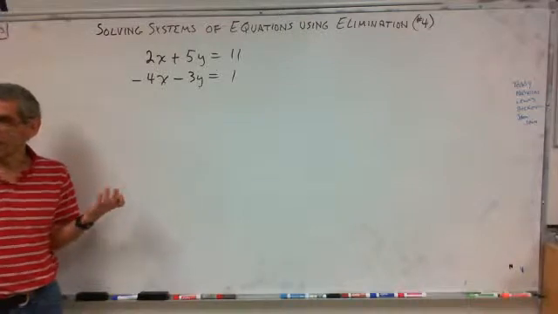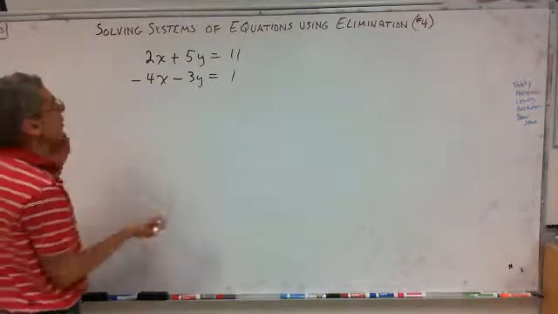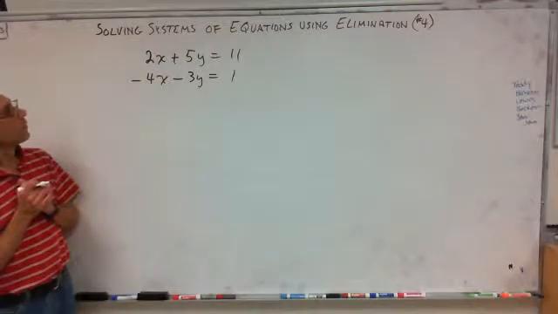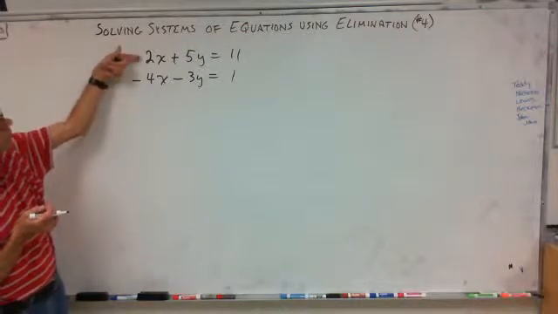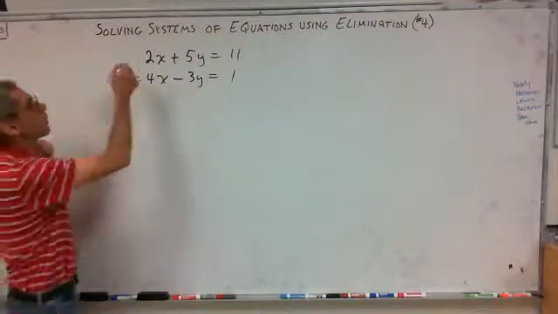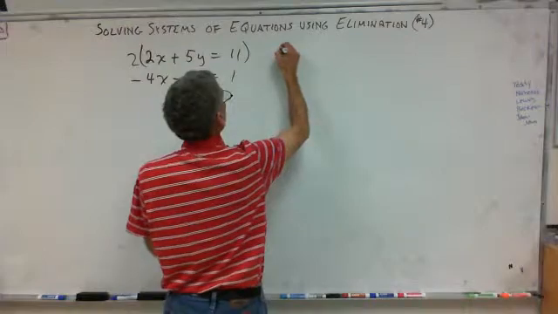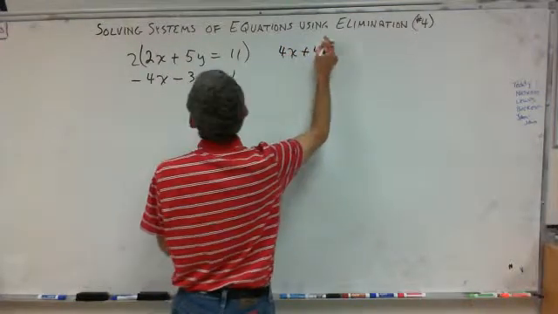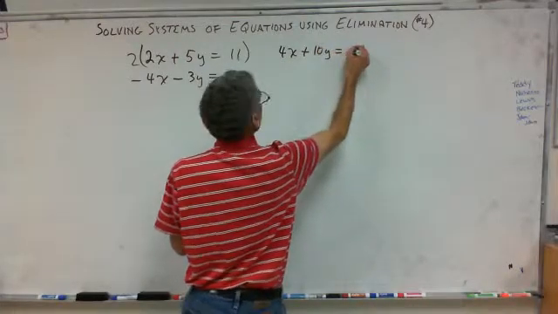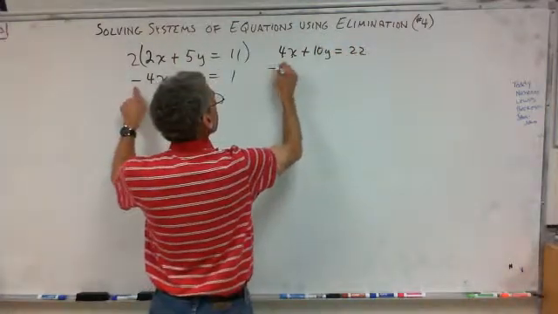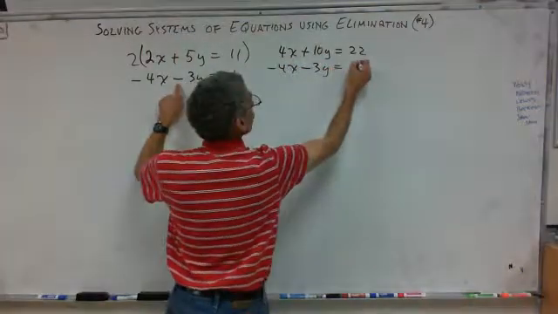There's a chance it'll come out in whole numbers, but the likelihood is low, so we'll just see. What would you do? Multiply the top one by 2. Yeah, if I multiplied the top one by 2, I'd have positive 4x here and negative 4x there. That'd be perfect. So we'll multiply this one by 2. So we've got 4x plus 10y equals 22, and here we've got minus 4x minus 3y equals 1.